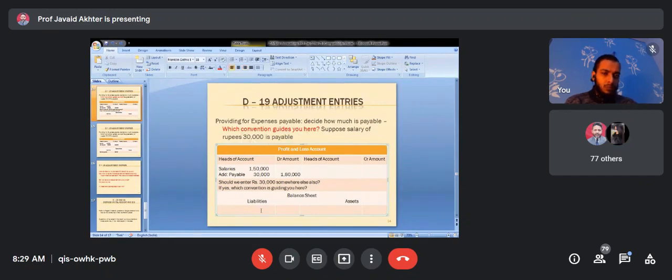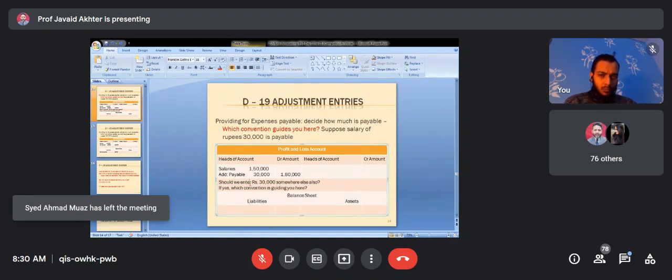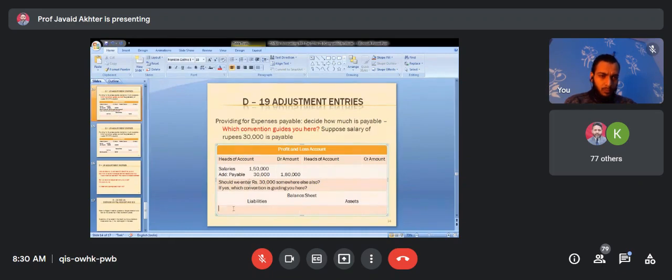I have not mentioned it here because I just put it in the form of a question. Should we enter 30,000 rupees somewhere else? So what was your answer? Yes, we should enter. Where should we enter? Liabilities, because we have to pay it later. Yes. So we will write here outstanding salaries or expenses payable. Outstanding salaries, and we will write here the 30,000.